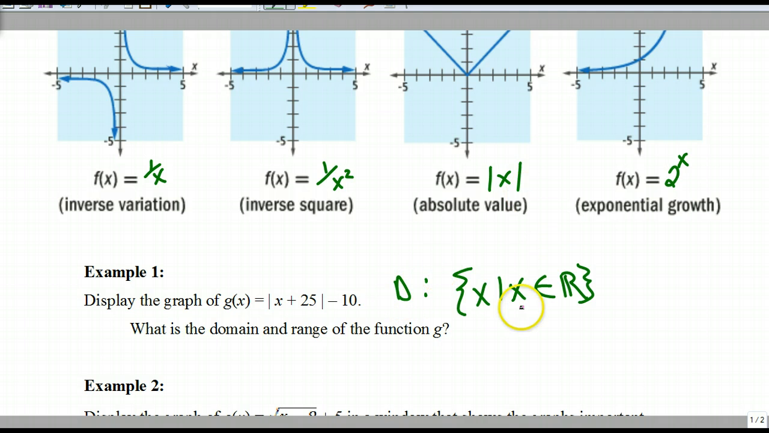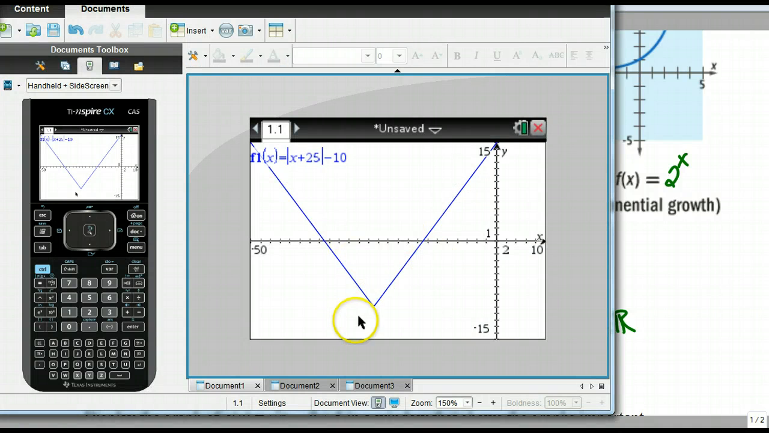And then the range would be R, parentheses y such that y, and then the little e thing, is all real numbers, but then except, did it go down to 4 or something? Well, let's look at it again. So where does it start at? Where is this point right here?